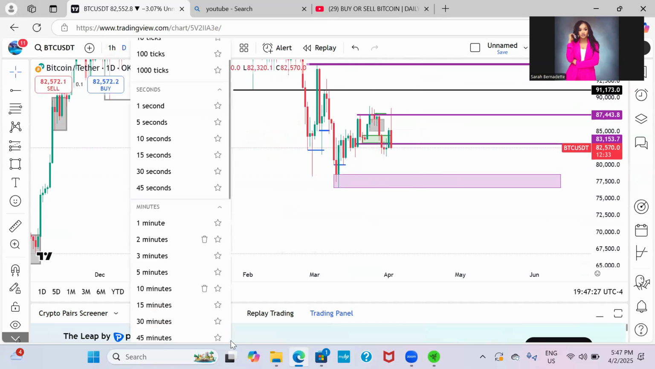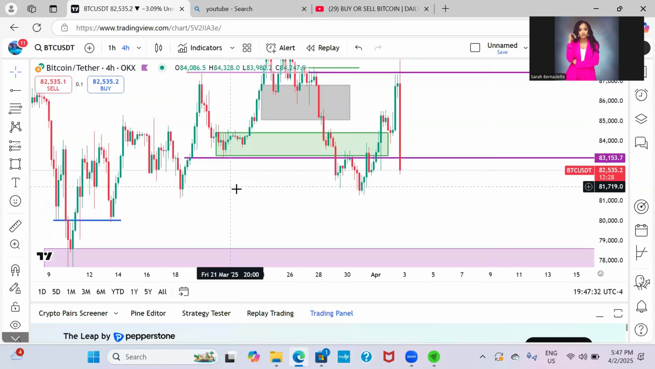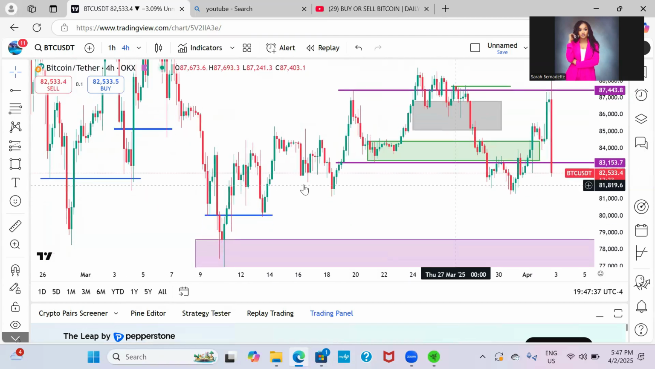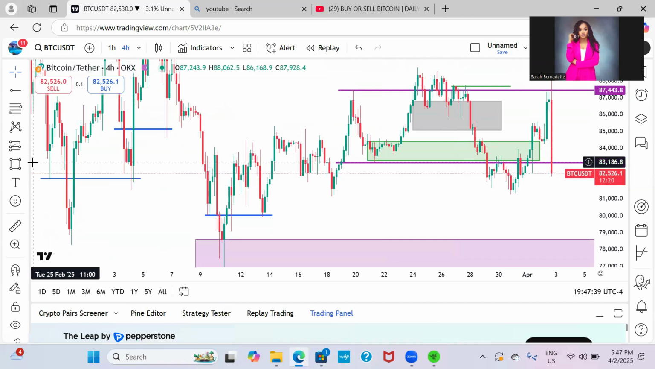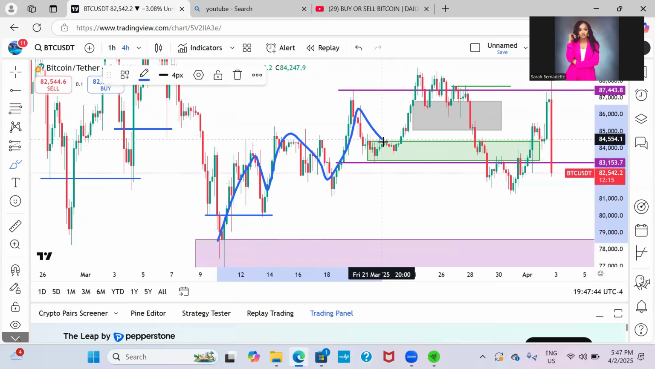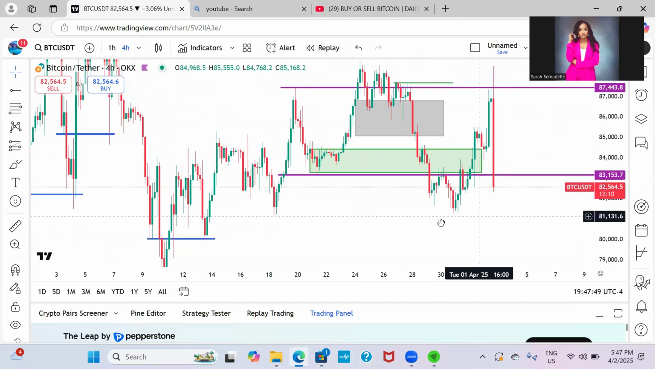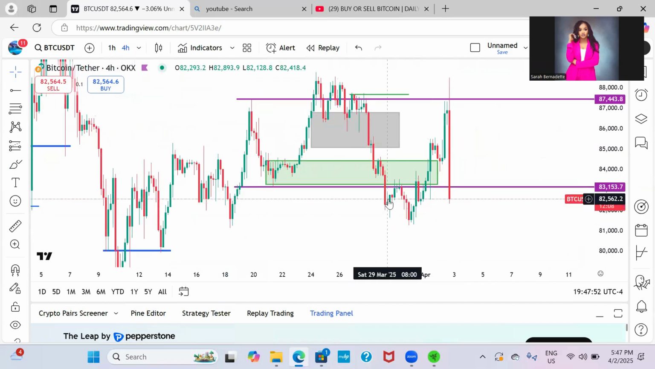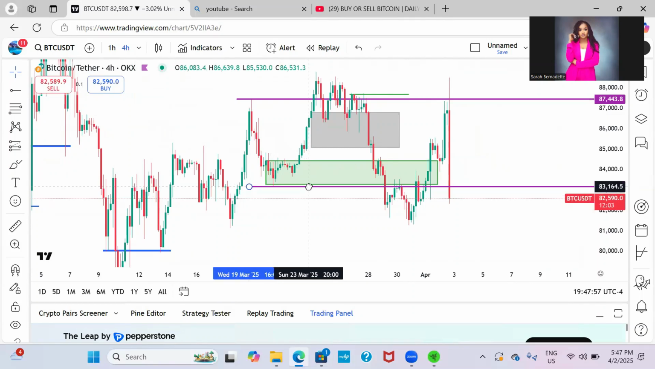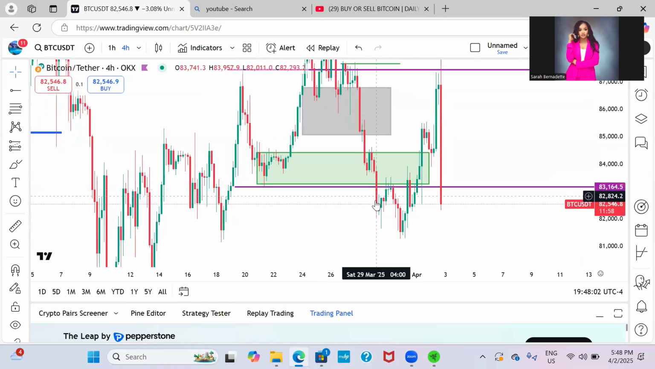Now let's check the 4 hour. On the 4 hour time frame, what we can see is that Bitcoin had a bullish structure here that was playing out. Okay, and this bullish structure most likely came to an end once we broke below this low, this previous higher low, which is this purple line here at the bottom. We can see that Bitcoin actually did break below it.